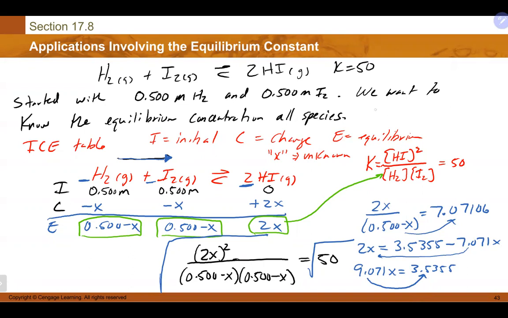When we do, we will get an x value here of, we'll call it, 0.390. First off, any questions on that so far?